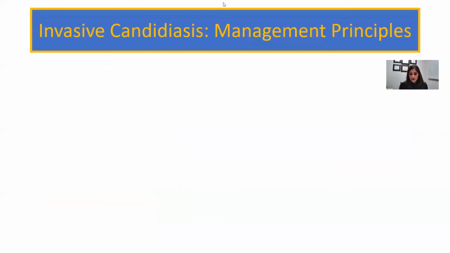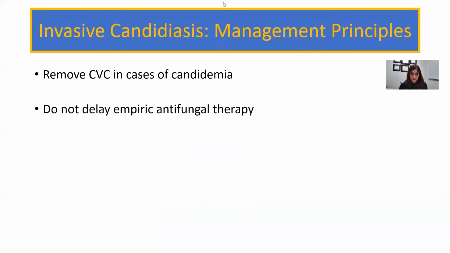And some important pearls to remember when we're treating a patient with invasive candidiasis. There's just some important management principles to keep in mind. In cases of candidemia, we must always remove the central venous catheter. This is usually a point of no compromise because this ends up being a persistent source of infection in these patients. And so usually if they have any central lines, they've got to go.